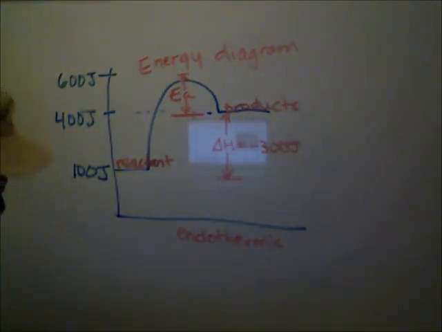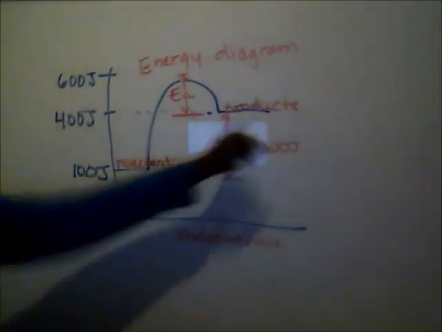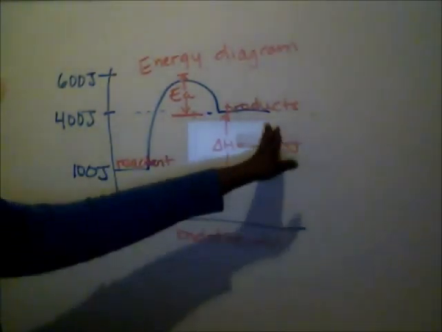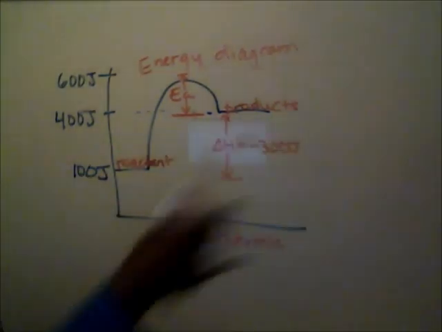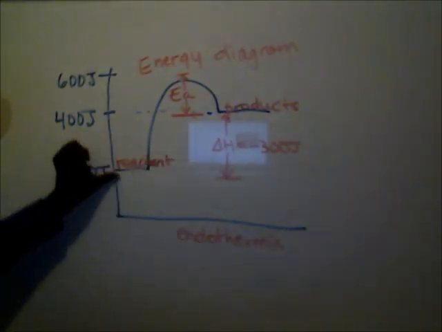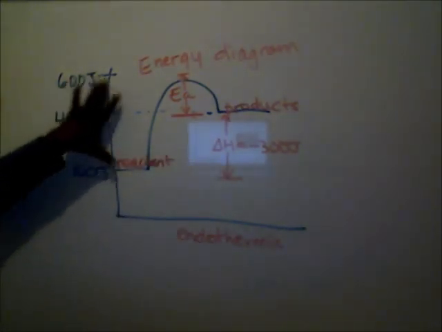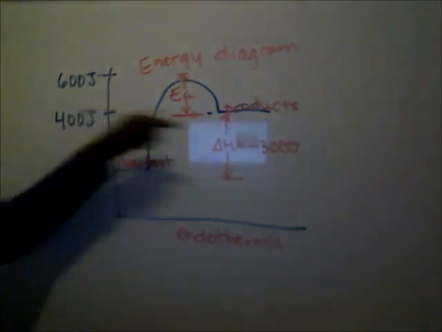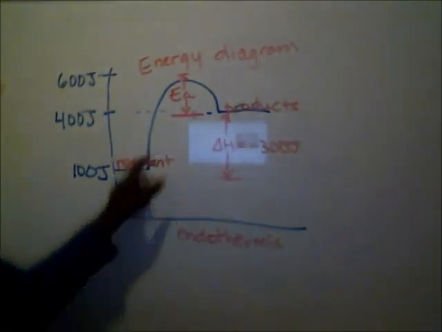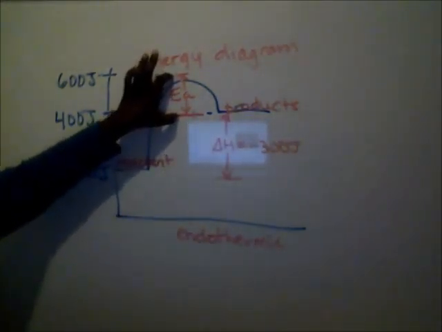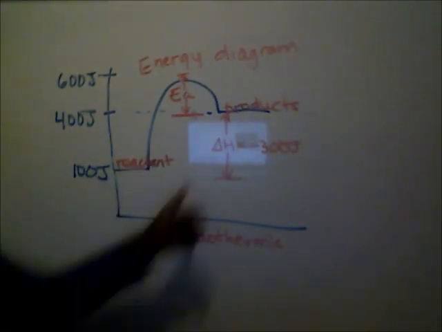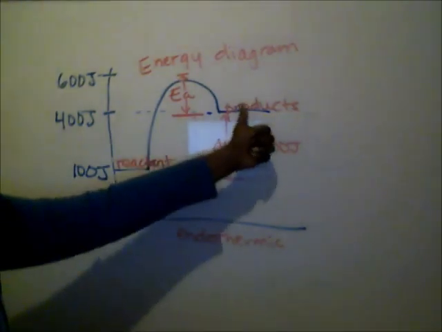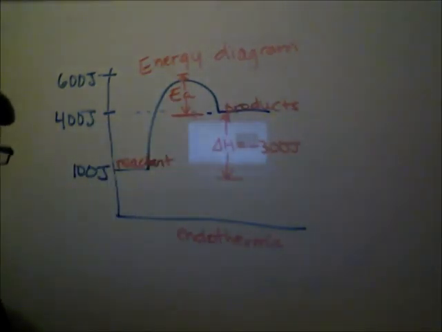So the question could be, which way do you think the reaction will go? Do you think it will go reactants to products, going that way, or do you think it will go products to reactants, going the other way? Well, if we're going this way, we're starting at 100, we're ending at 600, we would need 500 joules of energy to go that way. But if we're going products to reactants, we only need 200. So more than likely, this reaction would probably prefer to be exothermic. It would prefer to go from products to reactants. It takes less energy that way.